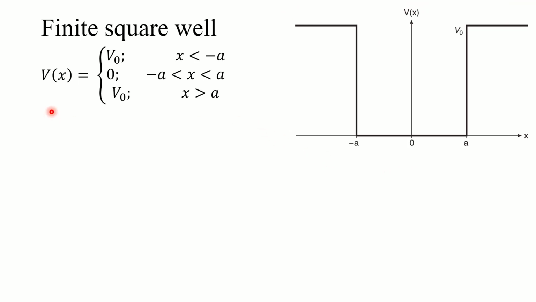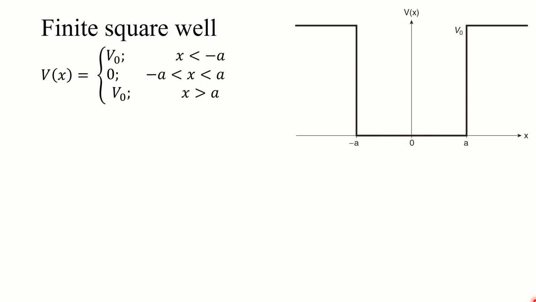So the potential for the finite square well is written here. We have a length of the well equal to 2 times some constant A, so it goes from negative A to A. We'll call this region 1, where x is less than negative A, we have the potential V naught. Where x is greater than positive A, again, V naught. And in between, in the well, we have a potential of 0.